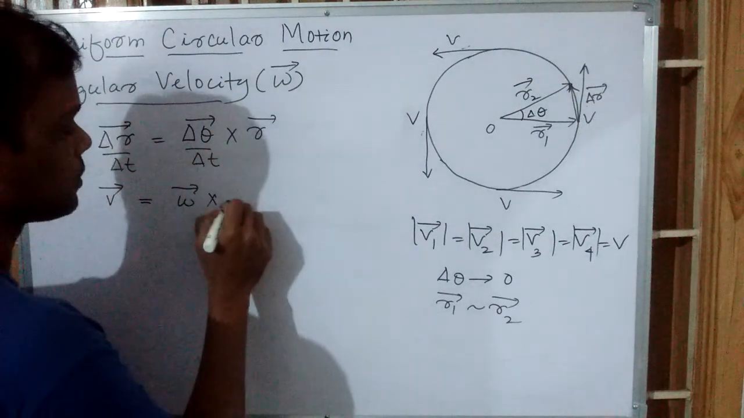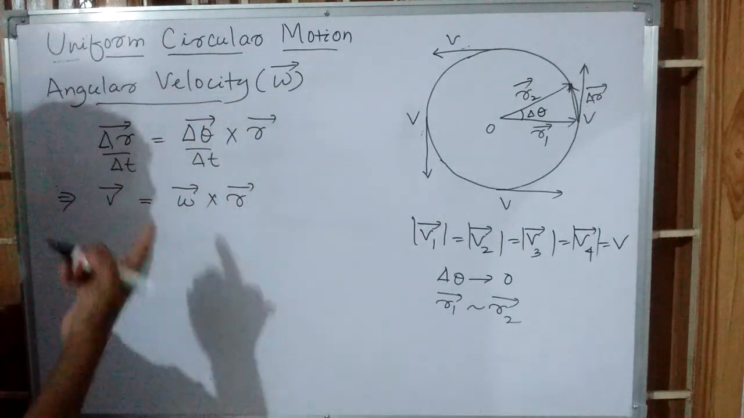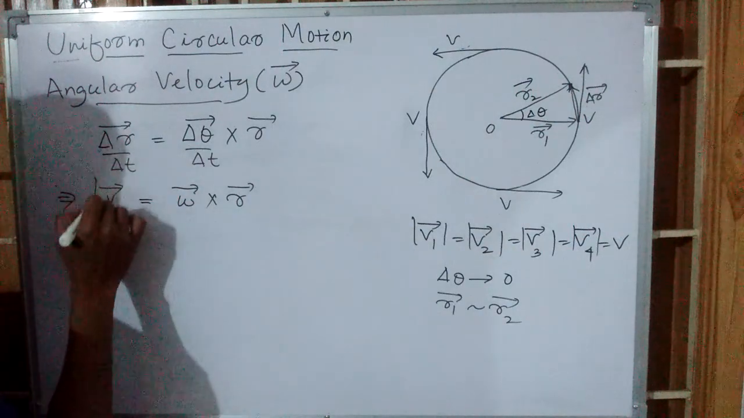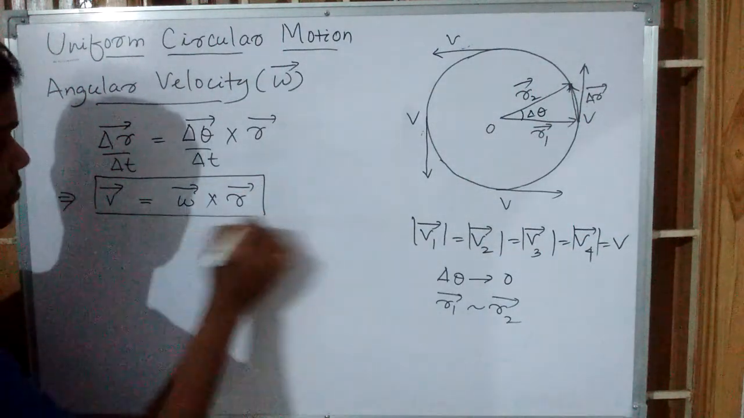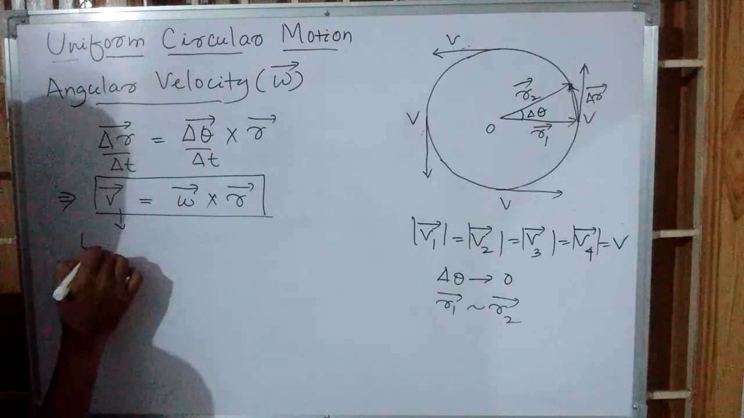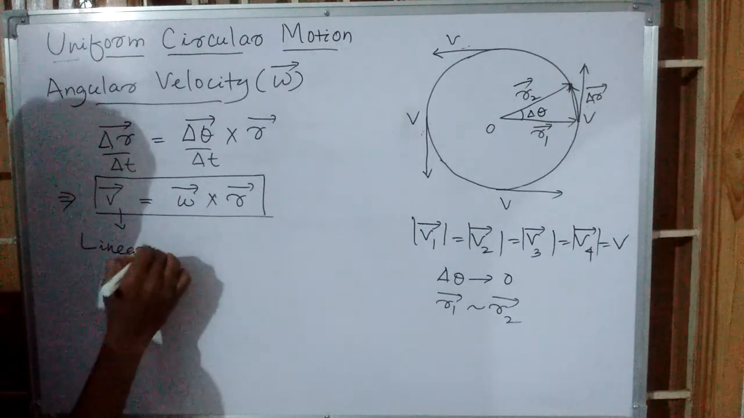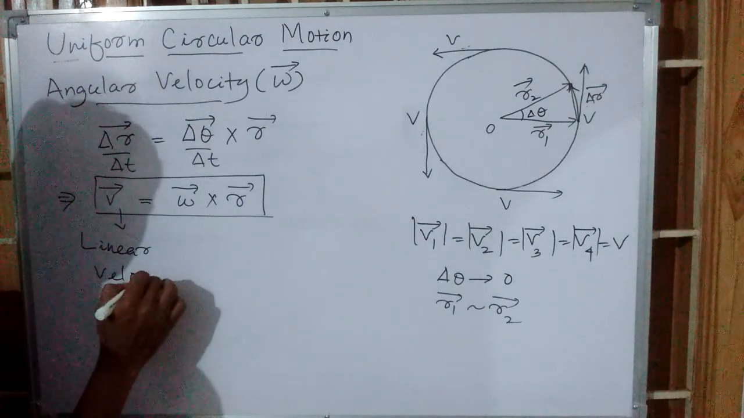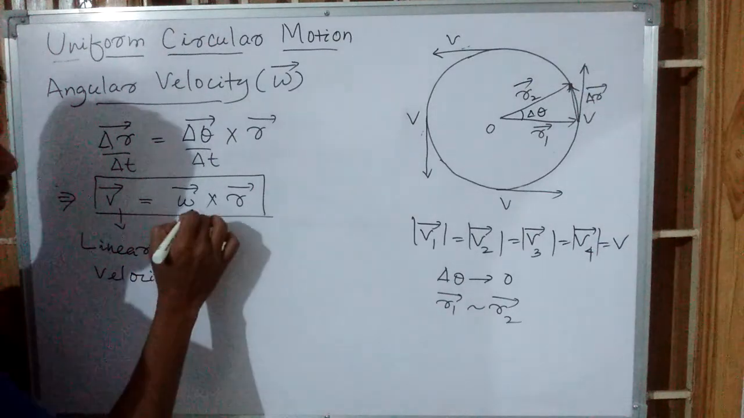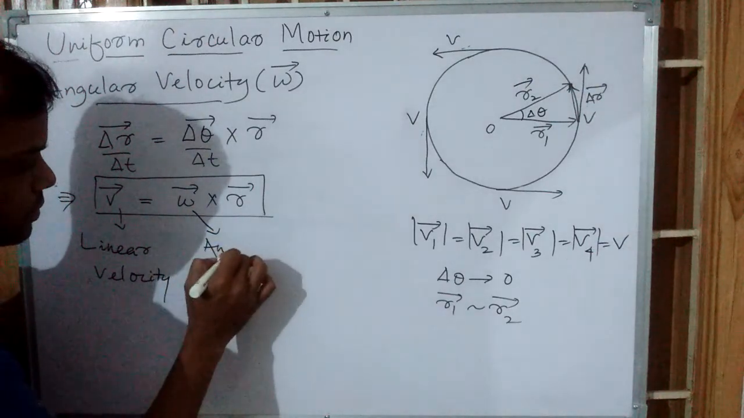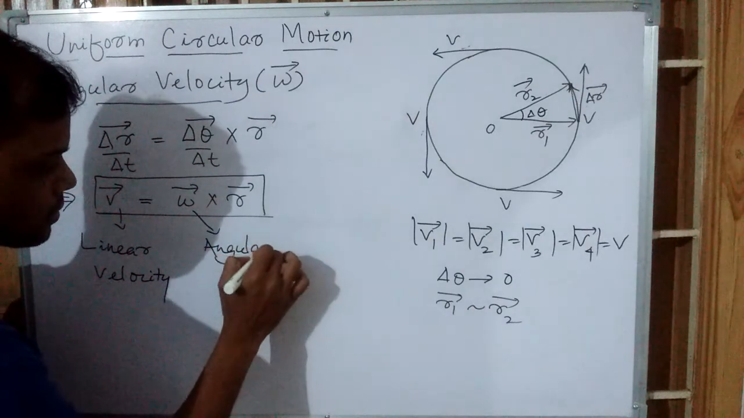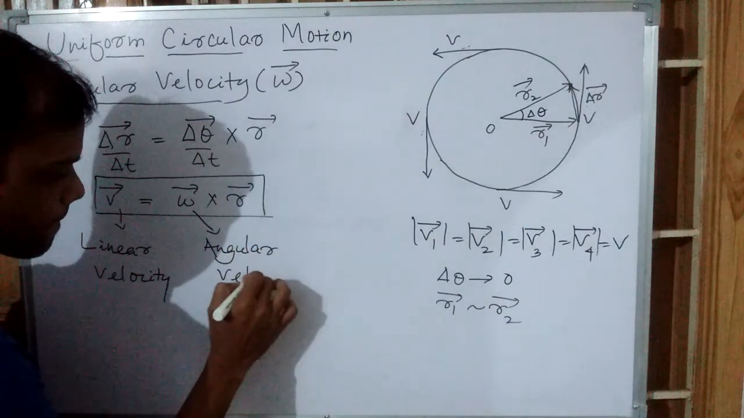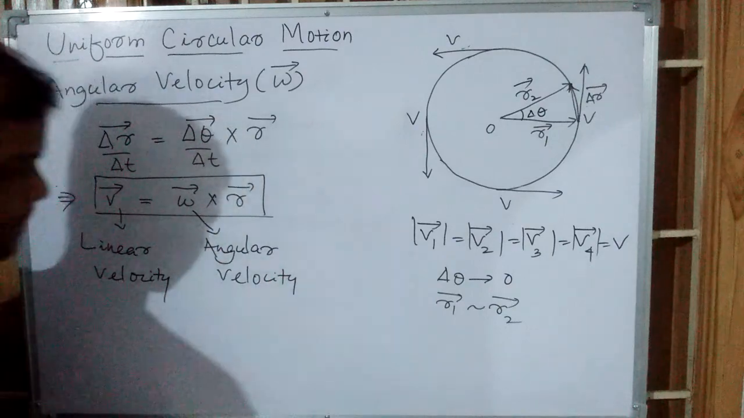Linear velocity. This is my angular velocity. This is my radius vector. So this is the new relationship. This is my linear velocity. This is my angular velocity.